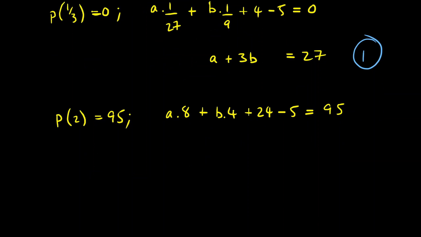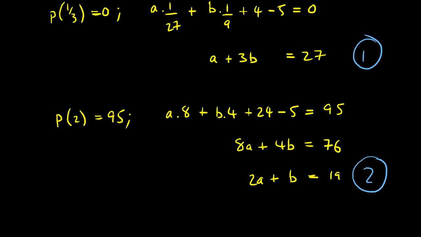So therefore, 8a plus 4b is equal to, well, if I add 5 to both sides, I'm going to get 100. Then 100 minus 24 is 76. And I think it's probably going to make a lot of sense to divide everything through by 4. So that'll be 2a plus b is equal to 76 divided by 4. I'm just going to do that on the calculator because I don't trust my brain. And so that's going to be my second equation.